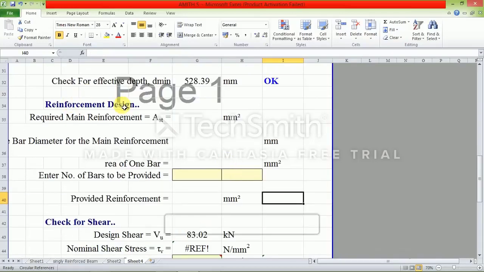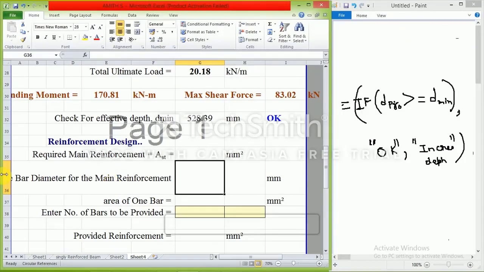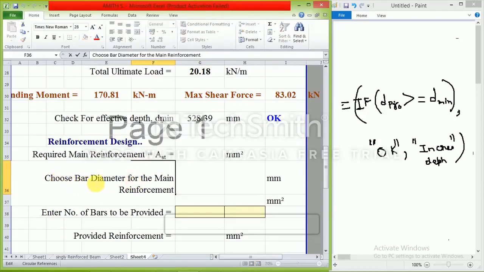So the next concept is reinforcement design. In this reinforcement design, I need to find the area of the main reinforcement. Fine. So here, see, choose the bar diameter for the main reinforcement.